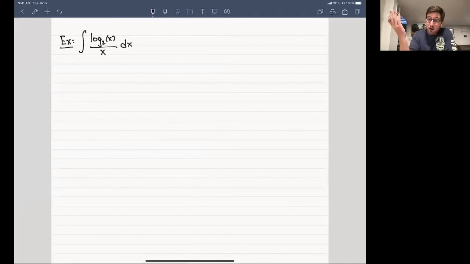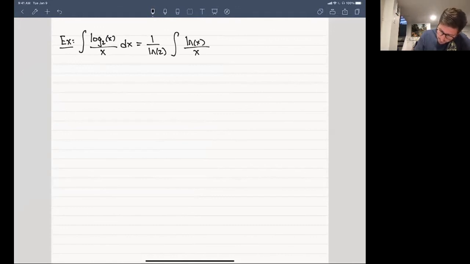So the way I want to start this is the same way I started with the last one. I want to replace log base 2 of x with a natural logarithm. So here I get 1 over ln 2. This is coming from the change of base formula. Then ln x over x dx. So all I did is I took the 1 over ln 2 that comes from the change of base and kicked it outside. It's a constant. It's not going to do anything with my integral.